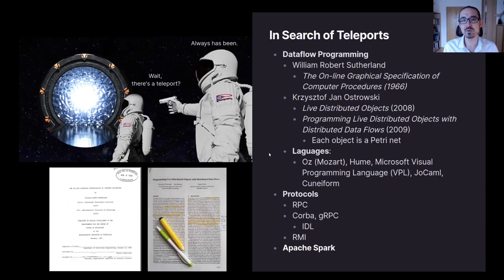And there are, of course, multiple languages already that implement this distributed programming approach. So there are languages that by nature are distributed. I'm listing here a few, like Hume, a Haskell-like distributed programming language, Cuneiform, which is basically written in Erlang, and many others. But these are pretty niche. Usually you use them to process some data.